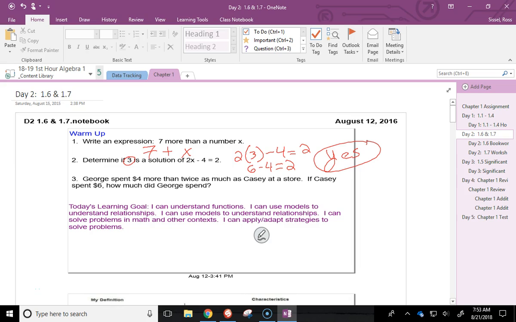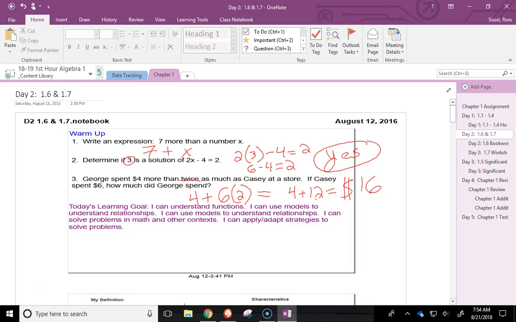So Casey had $6, I'm going to put that there, and he did 4 more than twice. So it would be like 6 times 2, and it's 4 more. So 4 plus 6 times 2. That is 4 plus 12, which, good job, Katie, gives you 16. Alright, so it's just a little warm-up, get you in the right mind frame so we can start today's lesson.